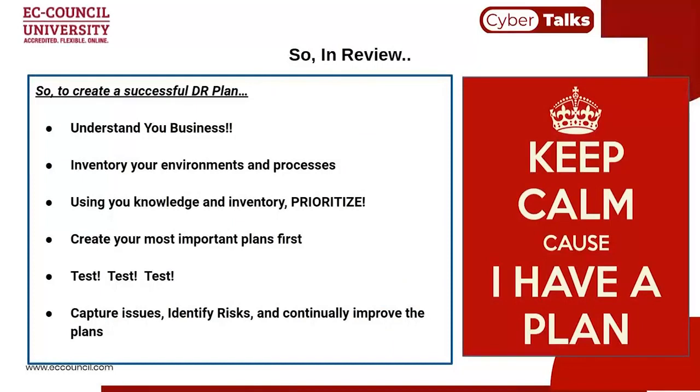So I'm going to summarize all this, and then I'll take some questions here. So to create a successful DR plan, we've got to understand the business. I know I've labored that point, but I can't tell you how critical it is. Inventory the environments and processes. This may not be your job, but you need to demand that you have accurate inventories of both your environments and your processes, because without it, it's very difficult to effectively plan for DR. If you don't know what is being used, how are you going to make sure that it's prioritized and you have plans to restore it?